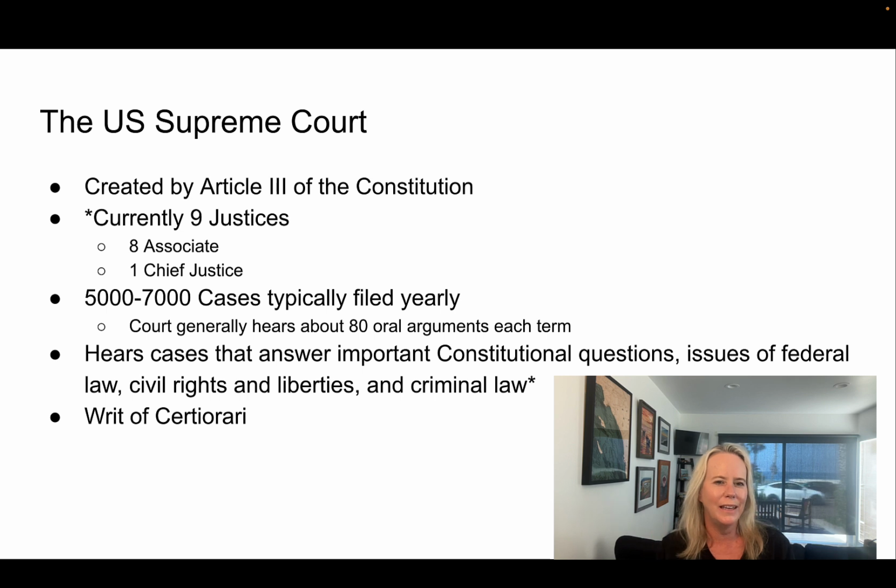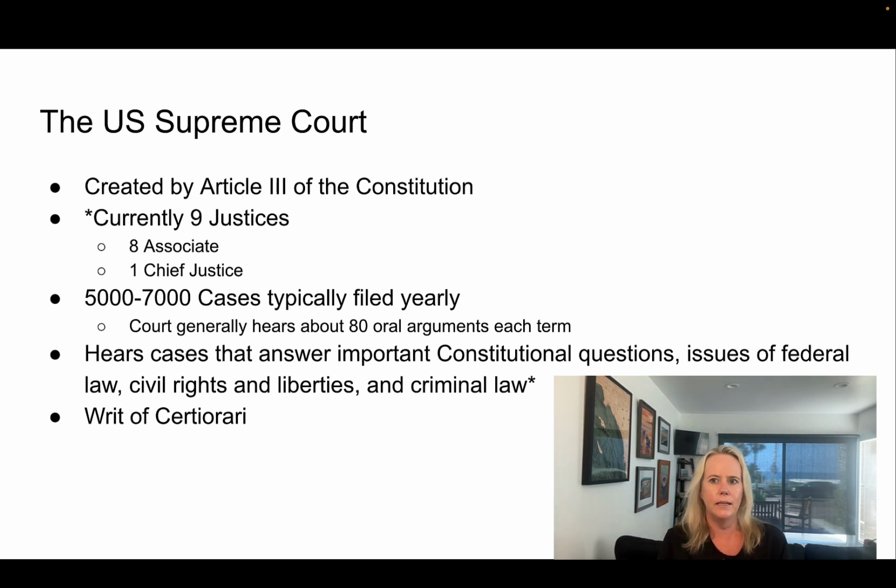They generally hear about 80 oral arguments each term. They typically want to hear cases that answer important constitutional questions, issues of federal law, civil rights and liberties, and then cases of criminal law. In order to have your case heard at the Supreme Court, you have to file what's called a writ of certiorari. Say that 3 times fast. Certiorari.